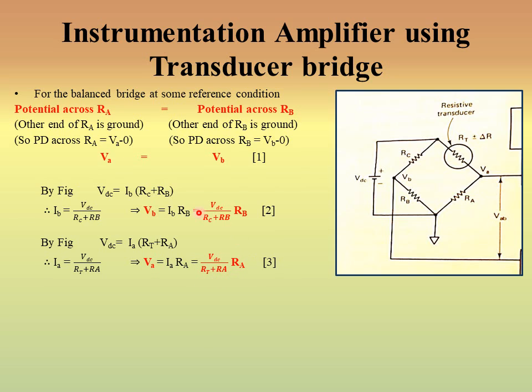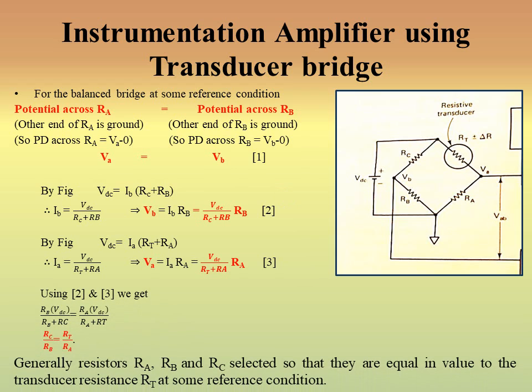So we get two equations, for VB and VA. Putting the values from equations 2 and 3 in equation 1, what do we get? Simply we get RB times VDC upon RB plus RC is equal to RA times VDC upon RA plus RT. If we simplify it further, what do we get? We get RC upon RB is equal to RT upon RA.